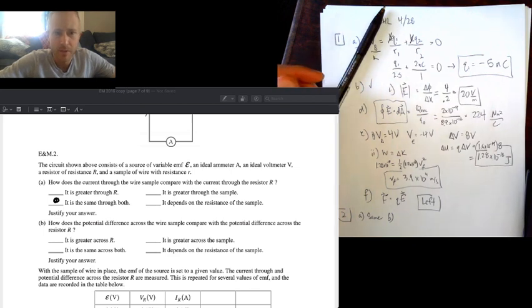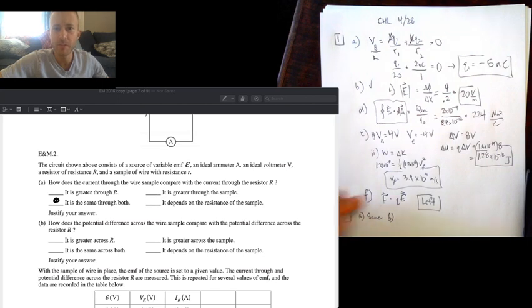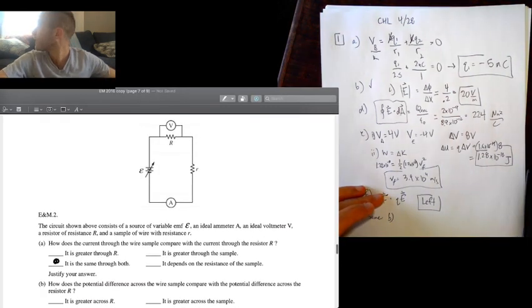Where was I? So this circuit is basically a potential divider.